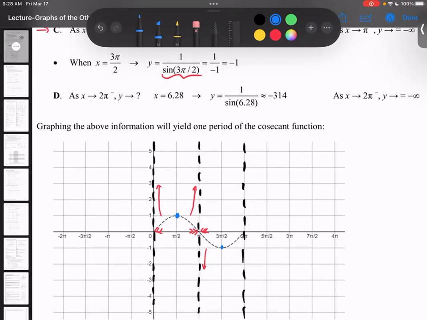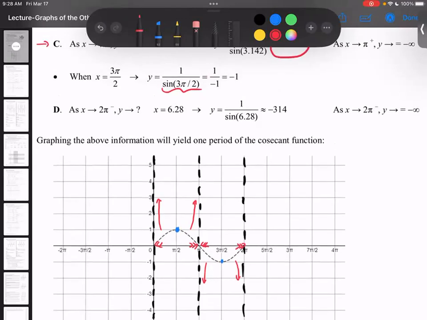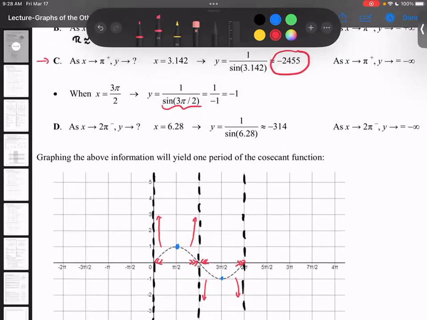And last but not least, we're going to consider what happens when it approaches 2 pi from the left. 2 pi from the left. Similar approach: as x approaches 2 pi from the left, y approaches negative infinity, like that. So that's my rough graph. Now I put it together.